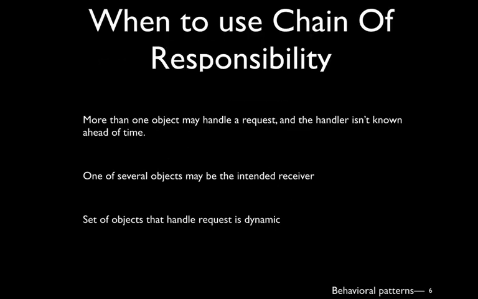So what did we see so far? We used a chain of responsibility. More than one object may handle a request, and the handler isn't known ahead of time. So we don't want to couple to specific handlers. One of several objects may be the intended receiver of these events, and we don't know which one it is ahead of time, and so a set of objects may handle the request dynamically.